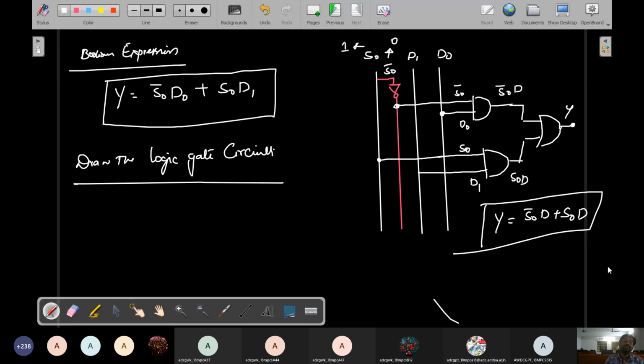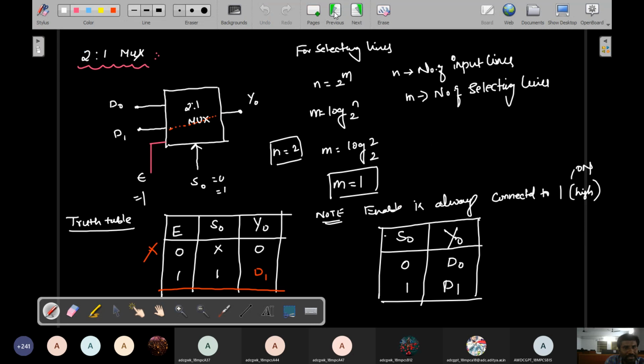Okay. Now I'll explain 4:1. I think all of the students have to be clear. If I'm explaining 4:1, after drawing the 4:1, you students will have a clear picture in your mind. So please note everybody. I'll move to the next page for the 4:1 multiplexer.